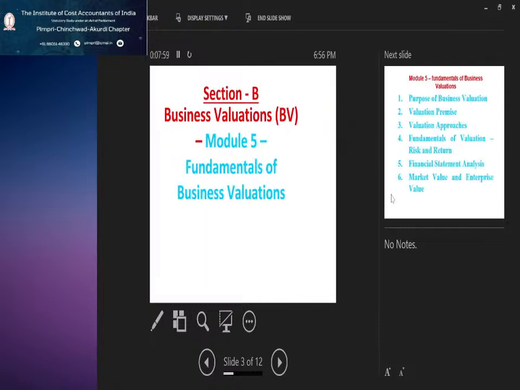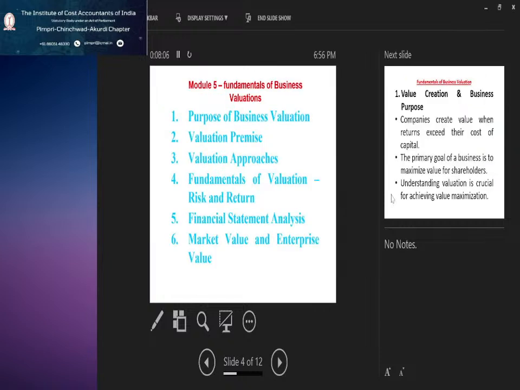Yeah, so module 5 is about fundamentals of business valuations. In short, I will be calling it BV for business valuations. There are 6 chapters in this module, which in each session one by one I will try to cover, as much as I can chapter-wise. If a particular chapter is lengthy, then more than one session may be required.